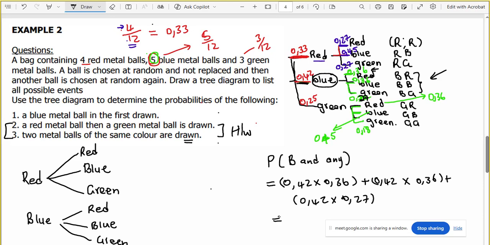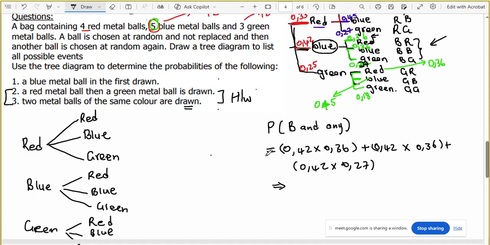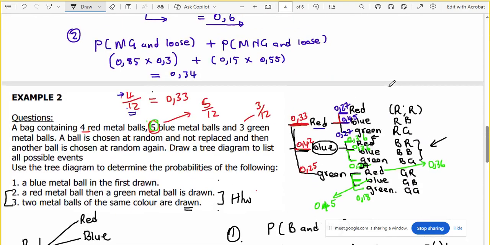So the answer that you get is the probability of a blue metal ball in the first. What do you get when you multiply all these numbers? 0.42. So this is 0.42. I'm calculating. I also got 0.42 on my side. Okay, I'm saying it out loud while I'm calculating. I got 0.42 on my side. Okay.